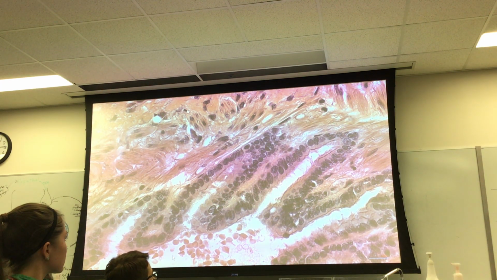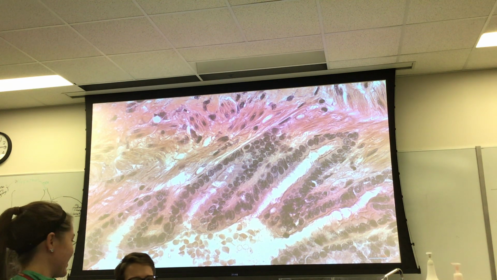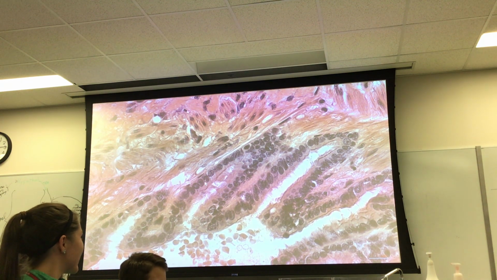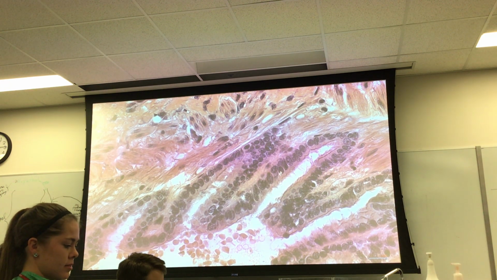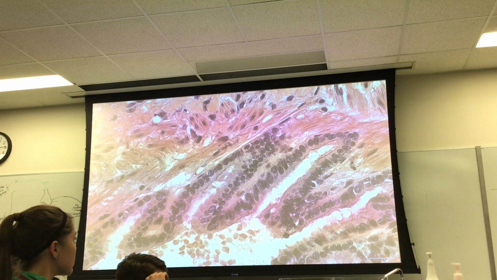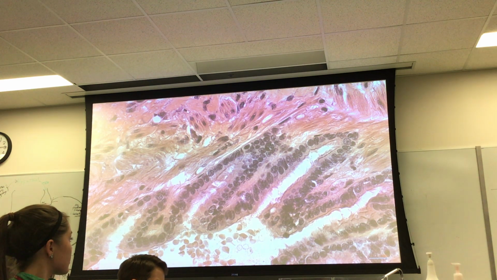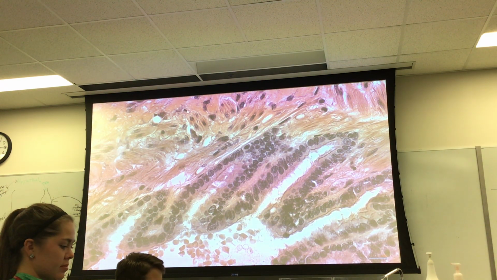So if you had to choose one, simple or stratified, what do you think you go with? Simple, right? Because you see through here, that's gotta be simple. There can't be more than one layer, and here they get a little jumbled, but it's still more or less simple. So name the tissue type. What is it? Simple columnar, agreed. Very good.